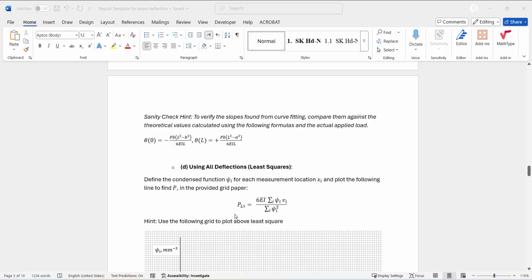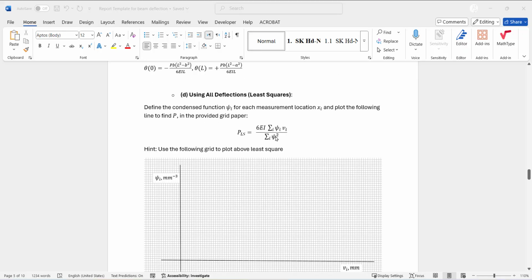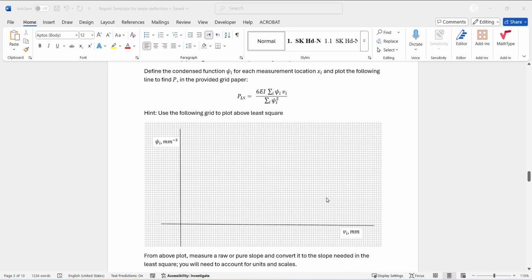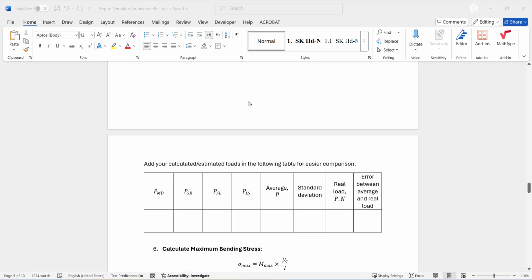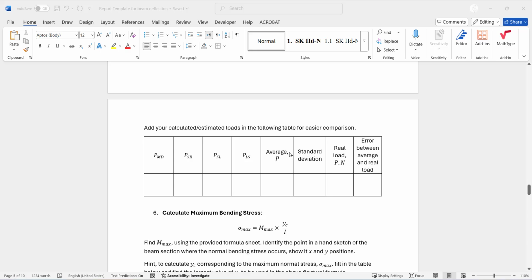And then you do a least squares using the psi function at the 5 measured points. You use that linear relationship for the least squares, and from the slope of this line you should be able to also estimate P, the external load. Now you have 4 or 5 different techniques; include all of them here. Make the average and standard deviation, and compare them with the real load and the error.